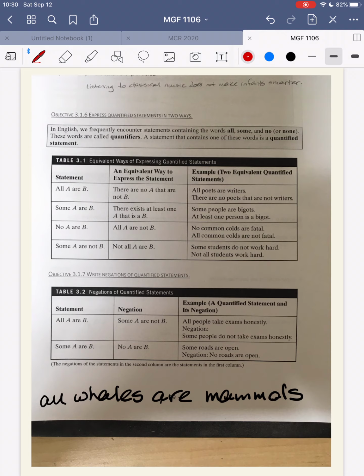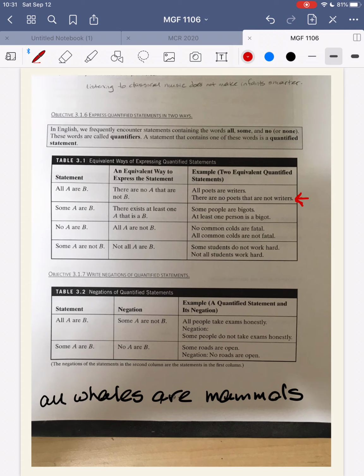If we have the word all, pretty straight up, there are no A that are not B. So if all A are B, then we could say there are no A that are not B. Even though this is just the first section, please take the time to look at the wording on how to express statements equivalently, because that's really going to help you. All poets are writers, or there are no poets that are not writers. The wordier of the two will appear a lot more often as we go through here, as opposed to the shorter version of the same statement.